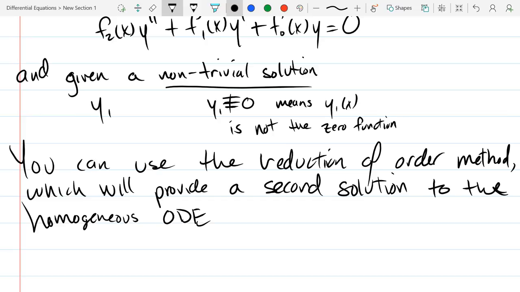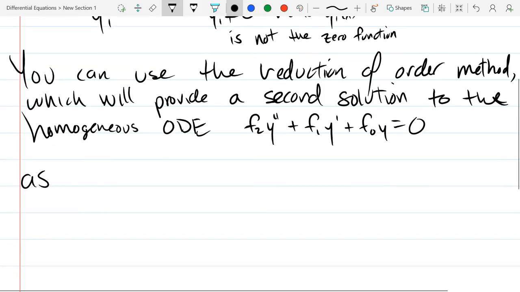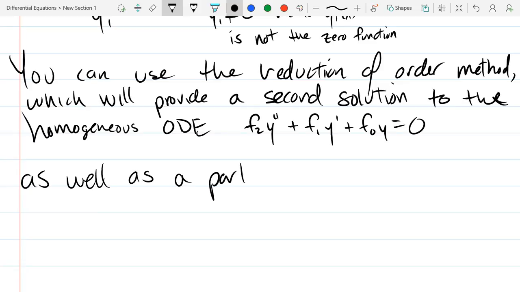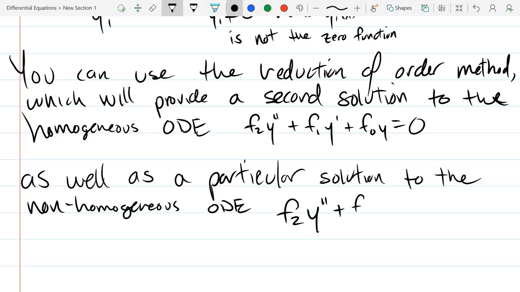To the homogeneous ODE, which was f2 y double prime plus f1 y prime plus f0 y equals 0, as well as a particular solution to the non-homogeneous. So if it's not homogeneous, it looks similar on the left side, but it would be equal to some other function of x.